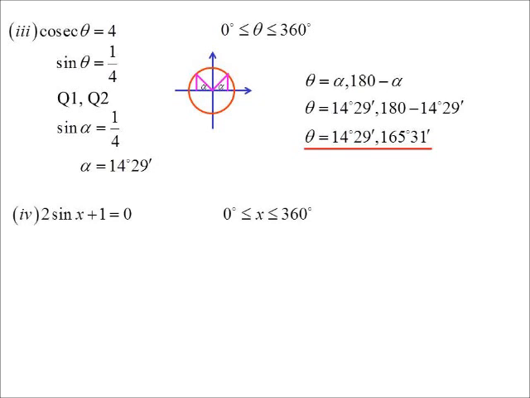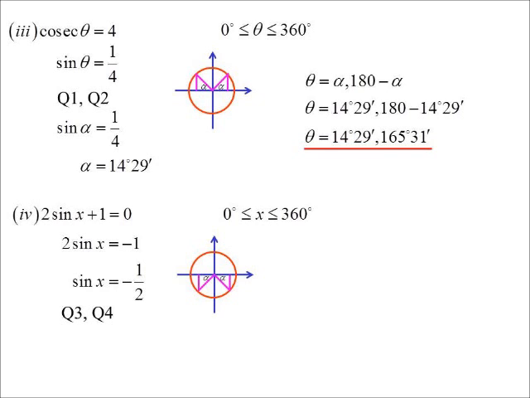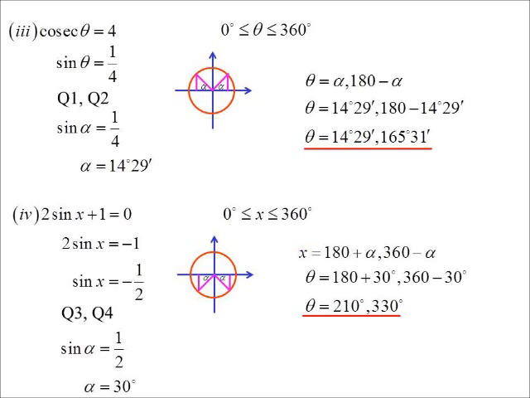Oh, we've got to play around with this one. 2 sine x plus 1. Remember, the trig is the pronumeral, if you like. So we don't make x the subject. I want to make sine x the subject. So sine x will be negative a half this time. All right, third and the fourth quadrant. The acute angle, 30 degrees. So I'm either going to have 180 plus the acute angle or 360 minus the acute angle. 210, 330.